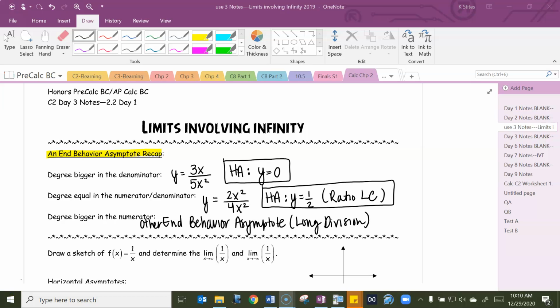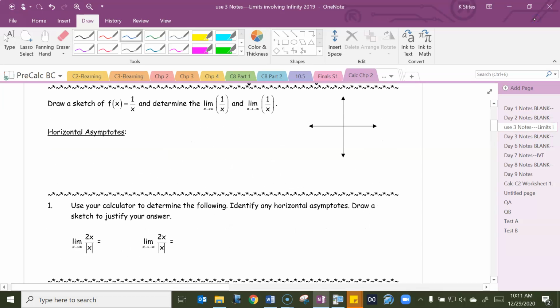All right, so we'll be coming back to those ideas in a little bit, but for right now, let's move on to drawing a sketch of f of x equals 1 over x, and we're going to determine these infinite limits. The limit as x approaches infinity of 1 over x, and the limit as x approaches negative infinity of 1 over x. We should be familiar with 1 over x being the reciprocal function, which should look like this, and you can go ahead and graph that if you need to. So this actually has a horizontal asymptote at y equals 0. It technically has a vertical asymptote at x equals 0 as well, but we're going to get to vertical asymptotes in a little bit.